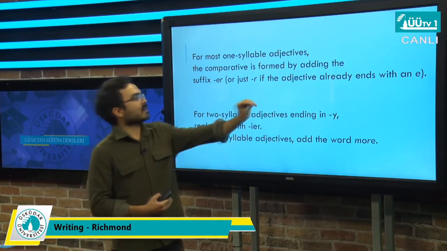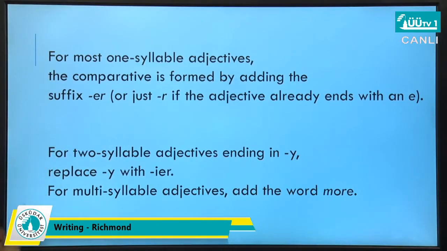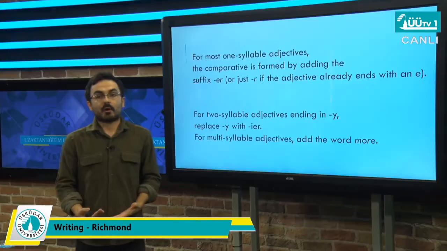If it ends with an e, we are only using r. Like what? Large, right? Large becomes larger. For two-syllable adjectives ending in y, this is also a rule here: replace the y with ier. For multi-syllable adjectives, add the word more.